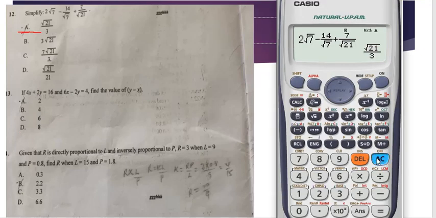Now let's look at question 13. How do you solve question 13? So this is a form of system of equations, okay. This is how you solve system of equations. This is a simultaneous equation, okay. So we have 2 variables you need to find, x and y.